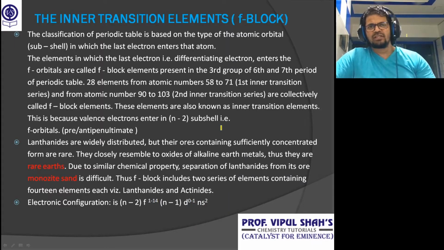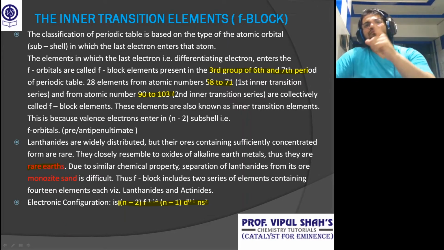The 2 inner transition series, first and second. First inner transition series is lanthanides, second inner transition series is actinides. So look here, third group 6th period, 58 to 71, first inner transition series, and 90 to 103, that's in the third group 7th period, that's the second inner transition series. And then rare earths, what I said, and the ore monazite sand, and then the general configuration. Look at this: ns2 (n-1)d0 to 1, so in some cases it's d0, otherwise it goes maximum till 1 electron where it violates Aufbau, and (n-2)f goes from f1 to 14.